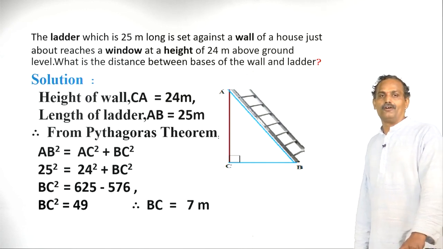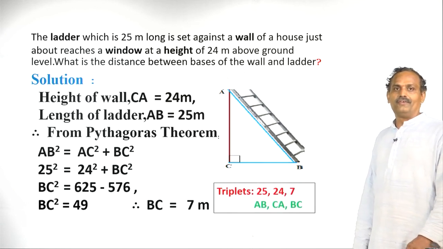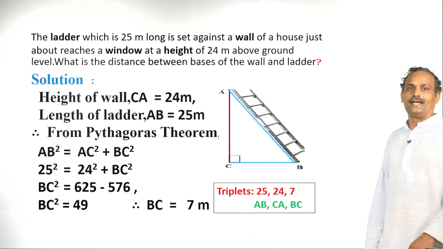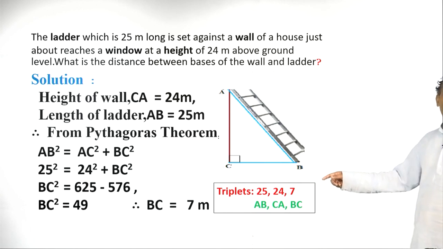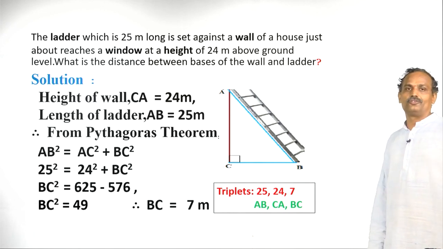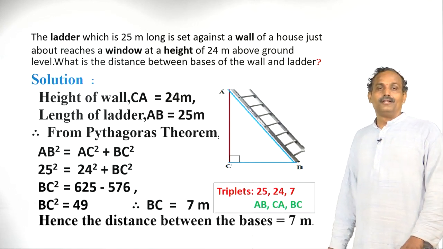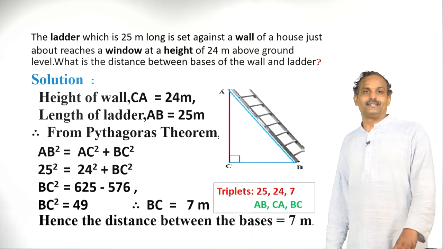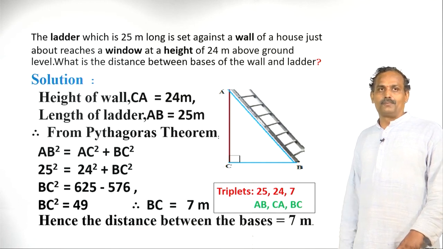It is a simple way of solving, but if we recall our triplets, we can easily find the third side as 7. We can see that 25, 24 and 7 are a triplet, with 25 representing AB, 24 as CA and 7 as BC. If we recall it, we can cross check or easily solve the problem. Hence, the distance between the bases is 7 meters. Now, let us move on to the next problem.